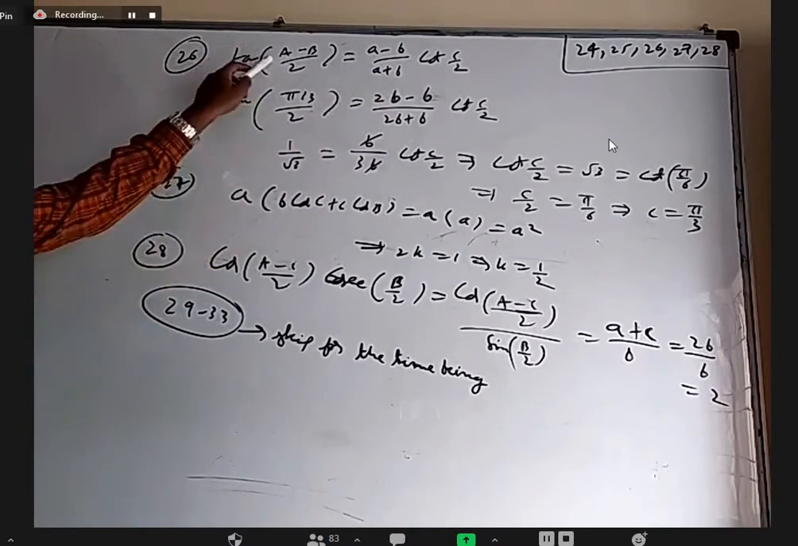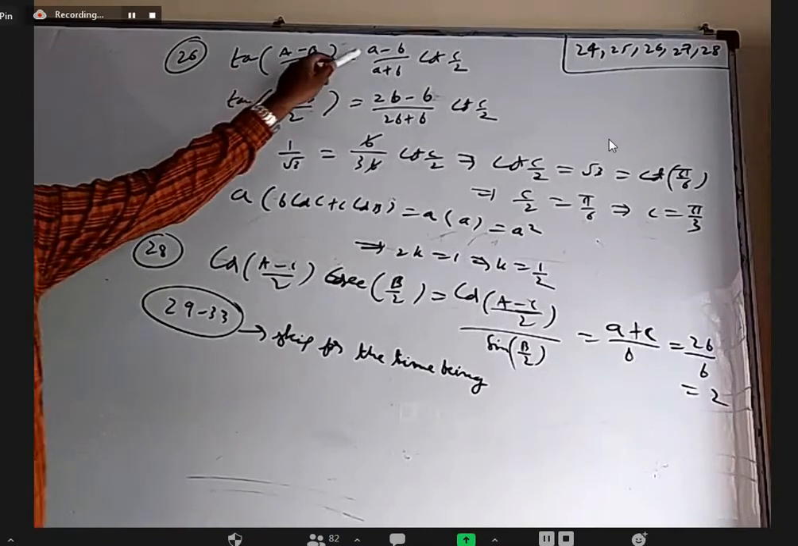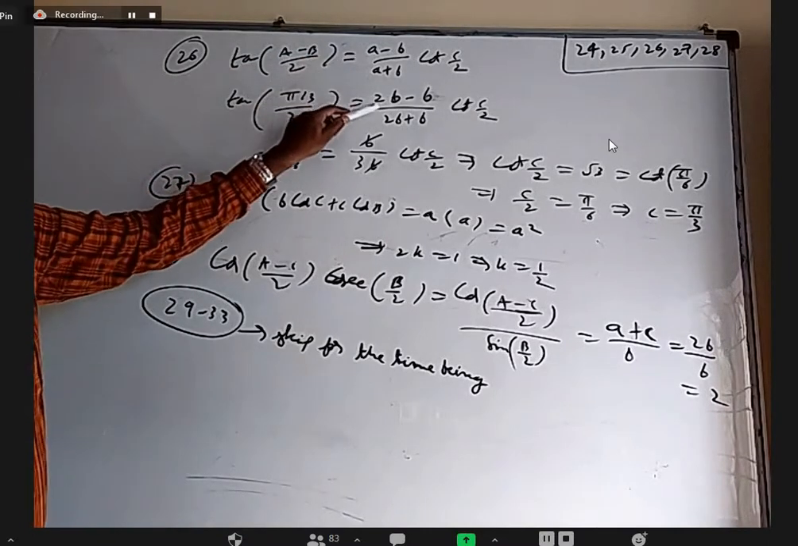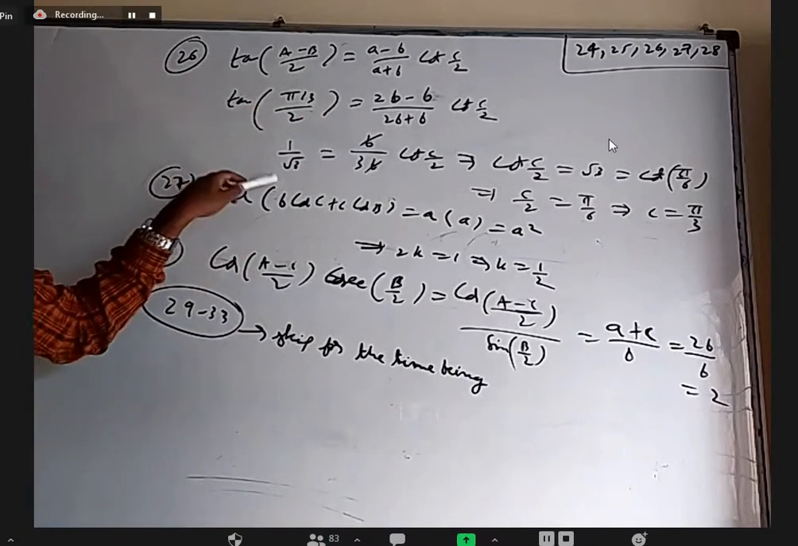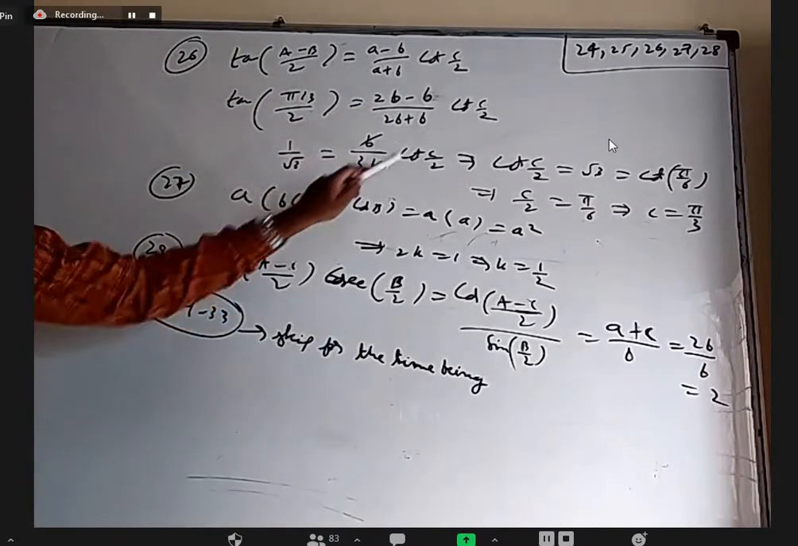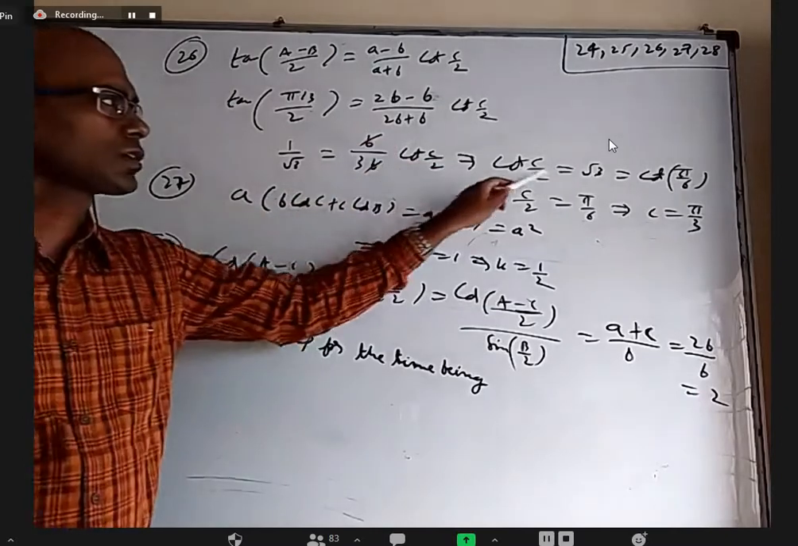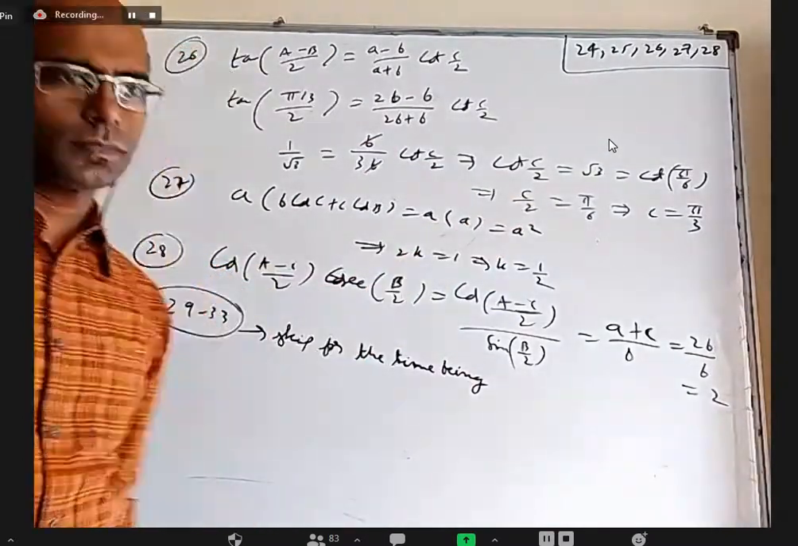In the question, they gave a minus b 60 degrees and they gave a equal to 2b. So wherever a is there, I wrote 2b. Now this is tan 30 degrees, 1 by root 3. This became 1 by 3. This is cot C by 2. Finally, cot C by 2 is root 3. Yes, sir, understood.